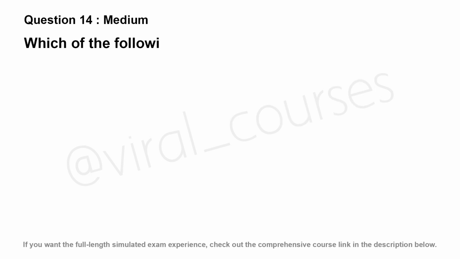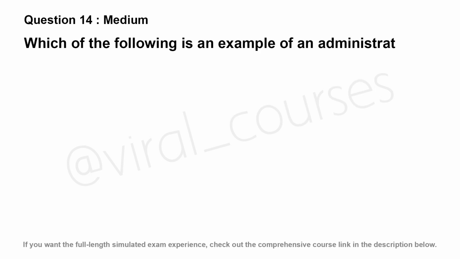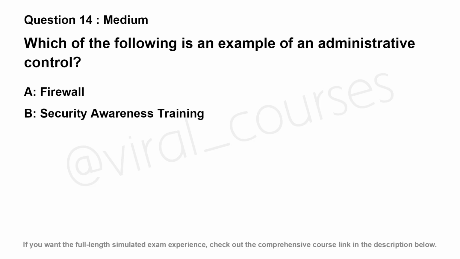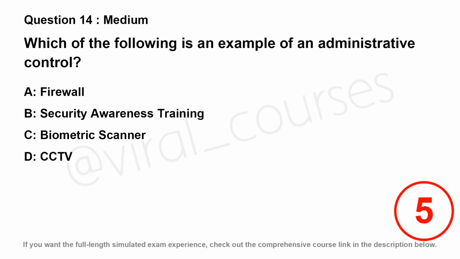Which of the following is an example of an administrative control? Option A, firewall. Option B, security awareness training. Option C, biometric scanner. Option D, CCTV.